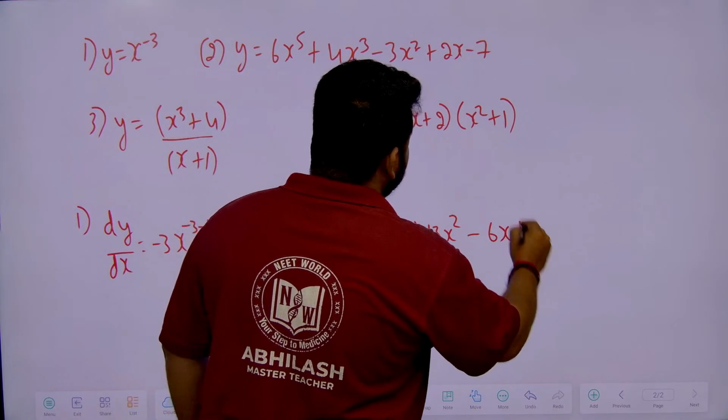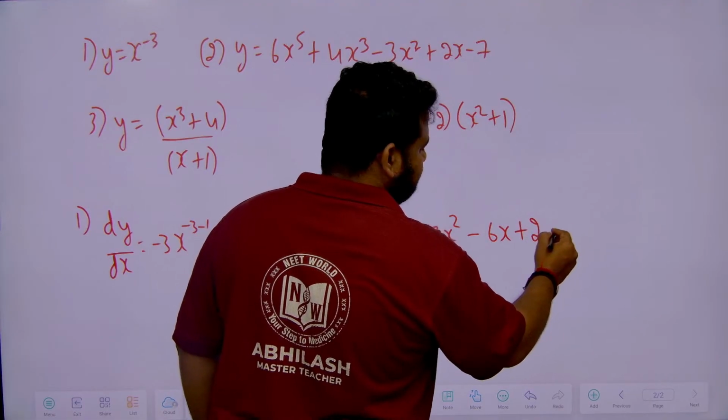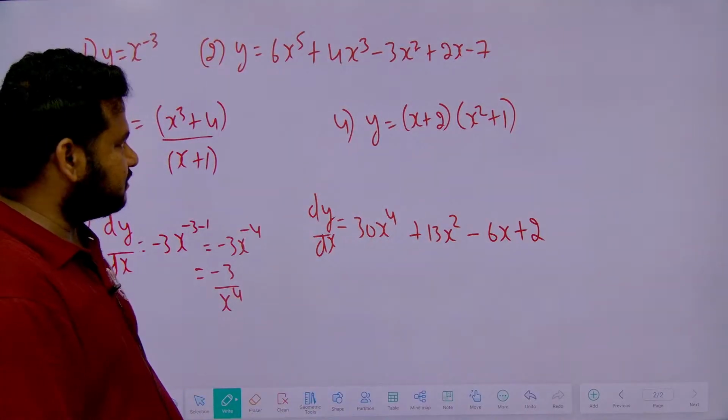Derivative of x is what? 1. 2 into 1 is 2. Derivative of 7 is what? It's a constant, so it is 0. So that's all is our answer when it comes to the second question.